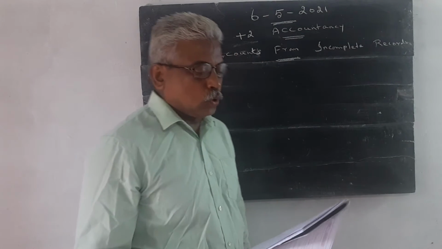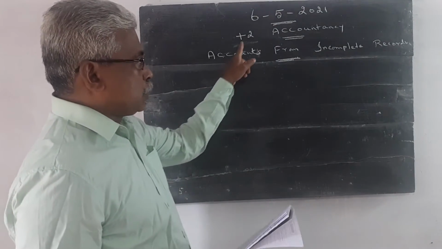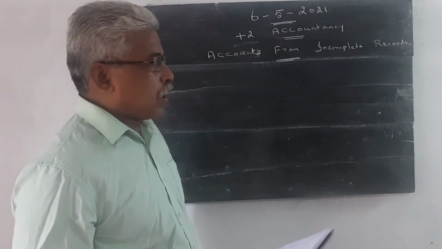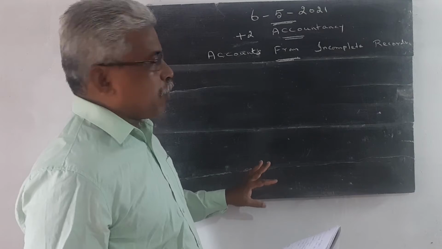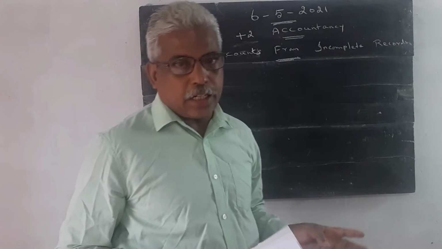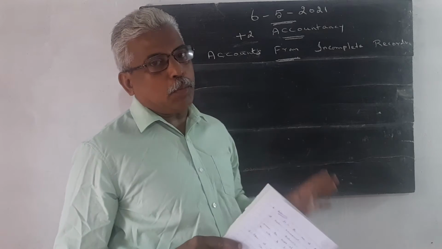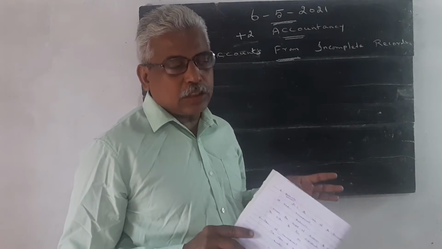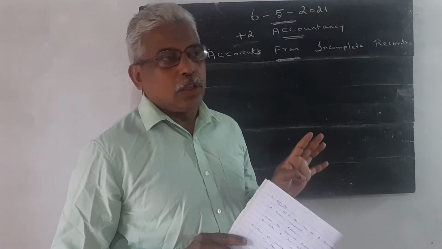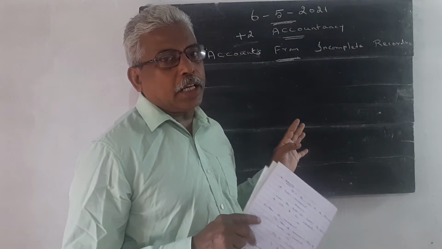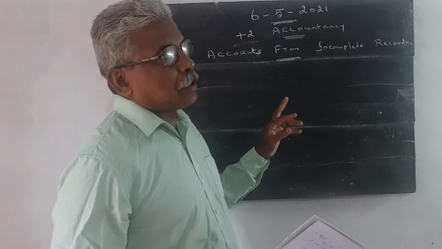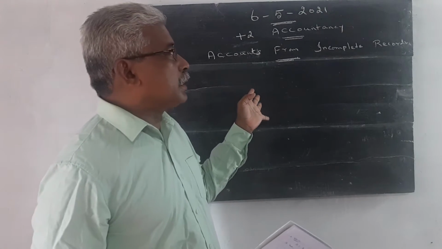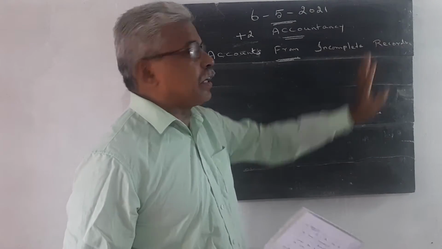Dear students, today I am going to explain plus 2 accountancy portion, accounts from incomplete records. In the last classes, meaning in the first year, we studied the double entry system of bookkeeping. Double entry system means every transaction has one debit and one credit. So when one account is debited, automatically another account will be credited. That system is called the double entry system. Those systems which are not double entry systems are called incomplete records.